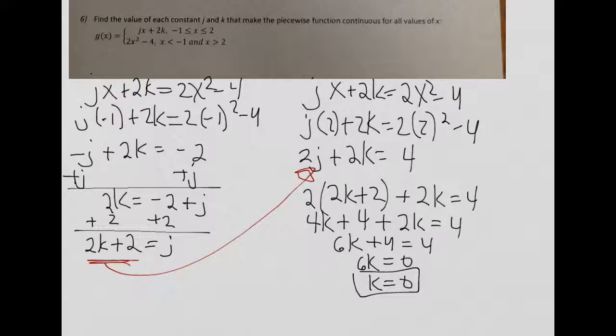Now I need to get j, so I need to take it and replace it back in the original equation, which is this one. And I'm going to replace the 0 in there. So my j here equals 2. So k is 0 and j is 2. Just be careful how you solve and try to solve the system.